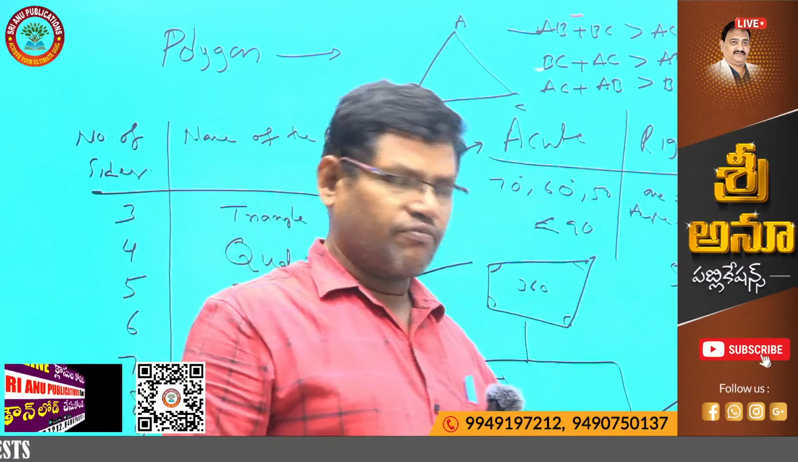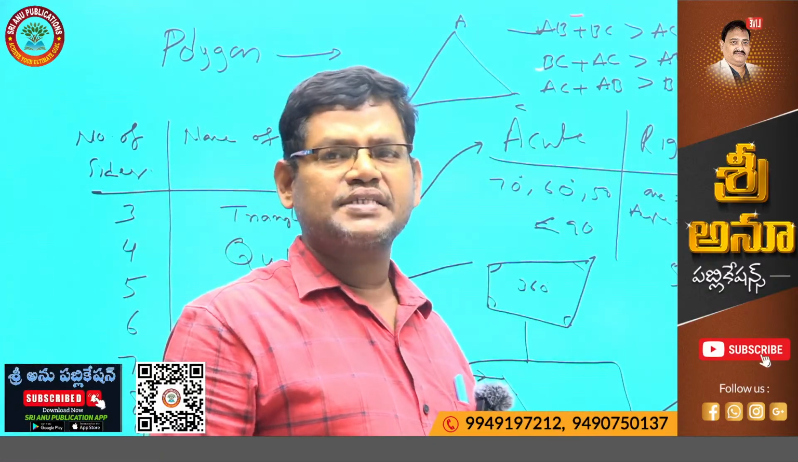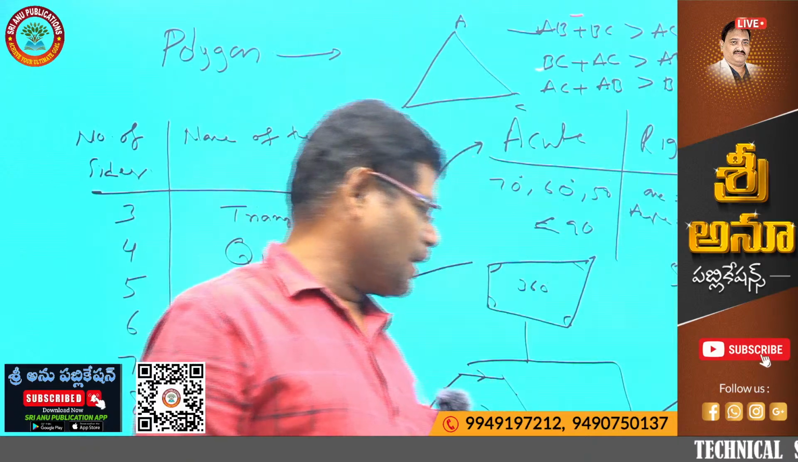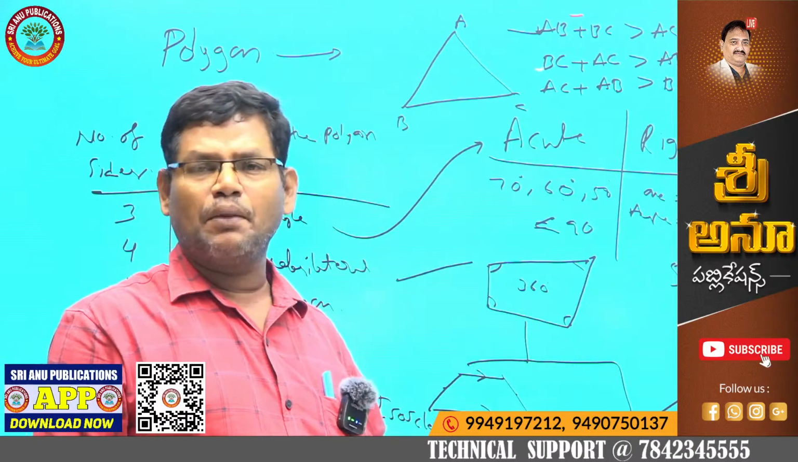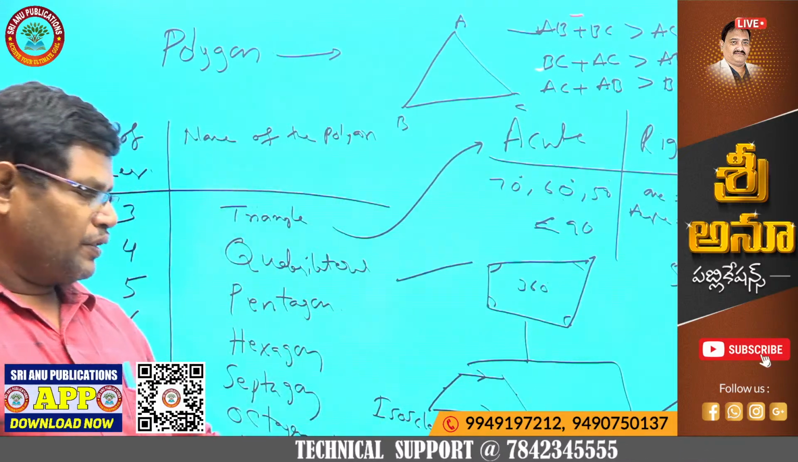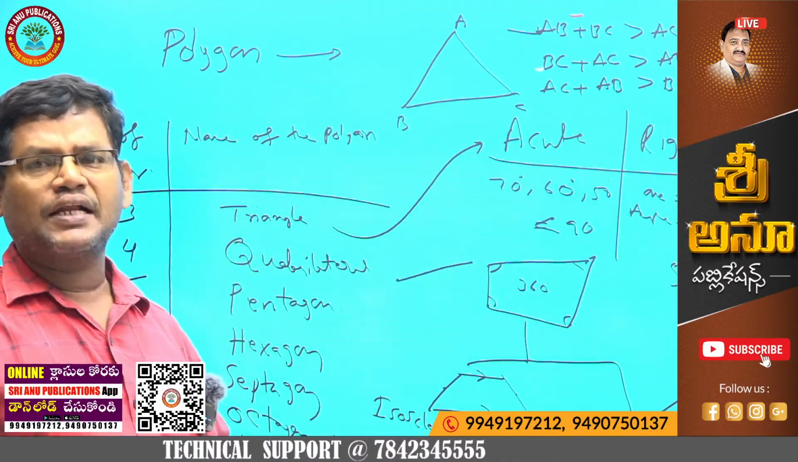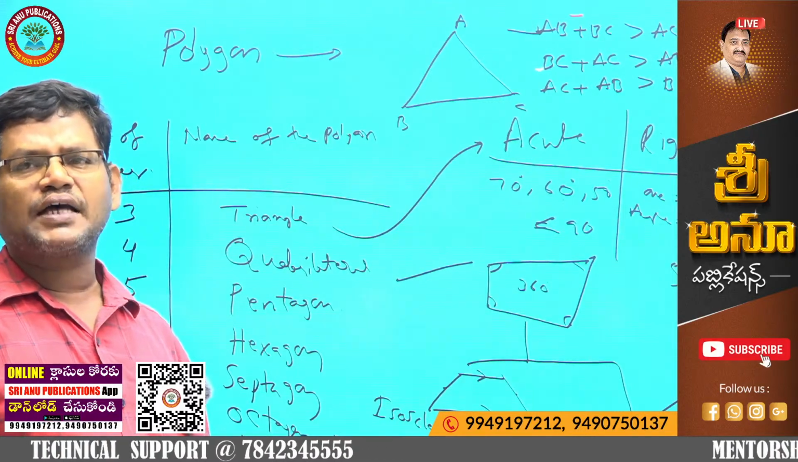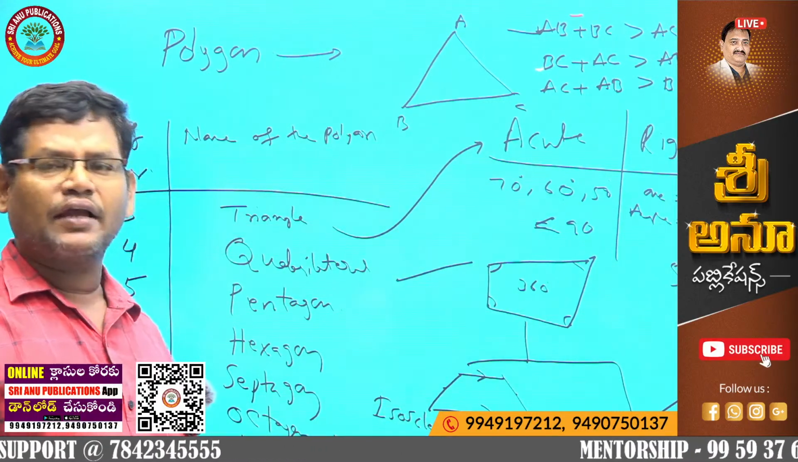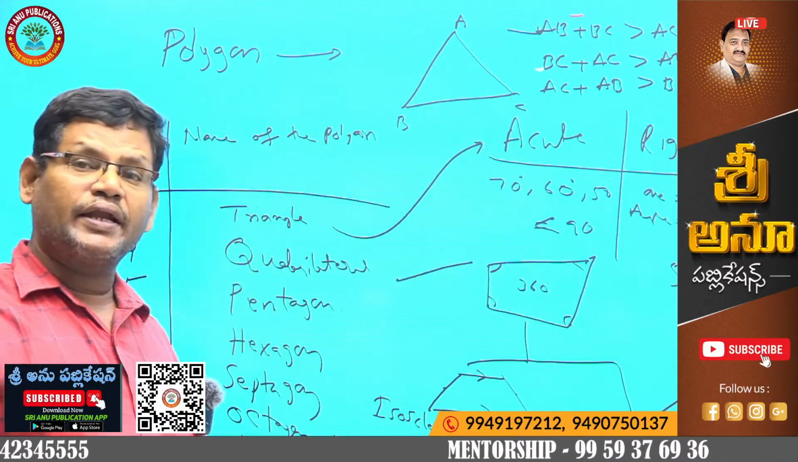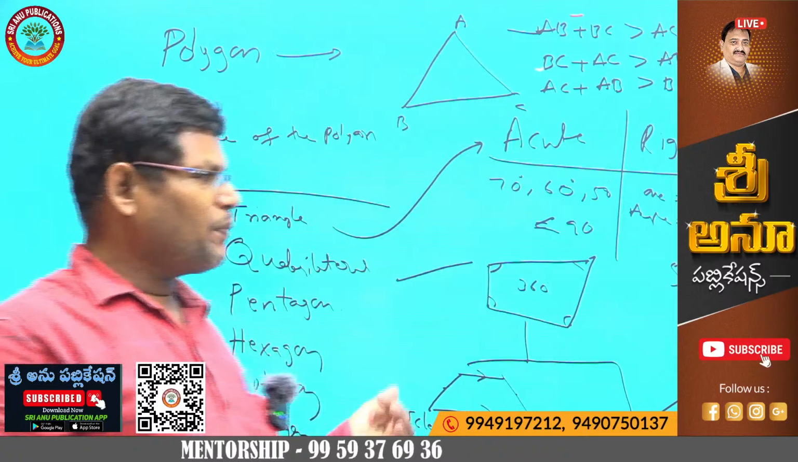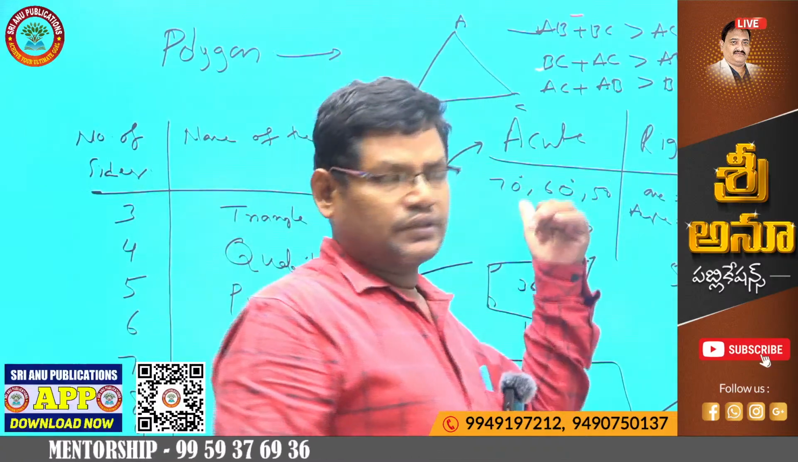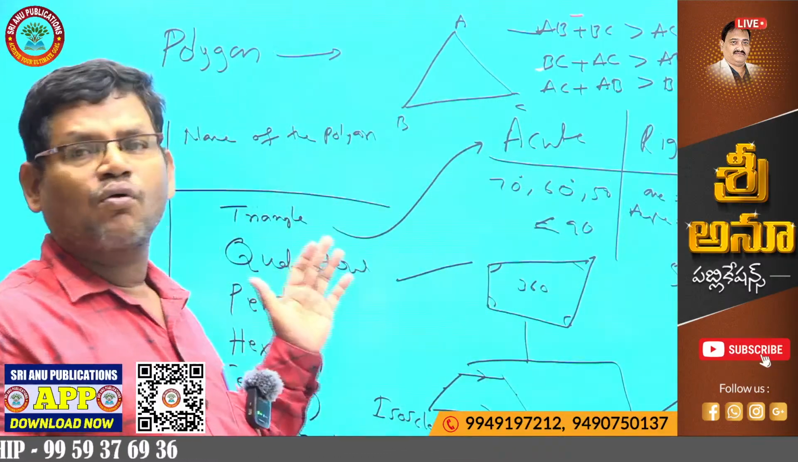In the square, the two diagonals bisect each other perpendicularly, and in the rhombus also the two diagonals bisect perpendicularly. In the parallelogram, diagonals bisect each other. In the rectangle, diagonals are equal and bisect each other. Now we have discussed the quadrilaterals based on their sides.